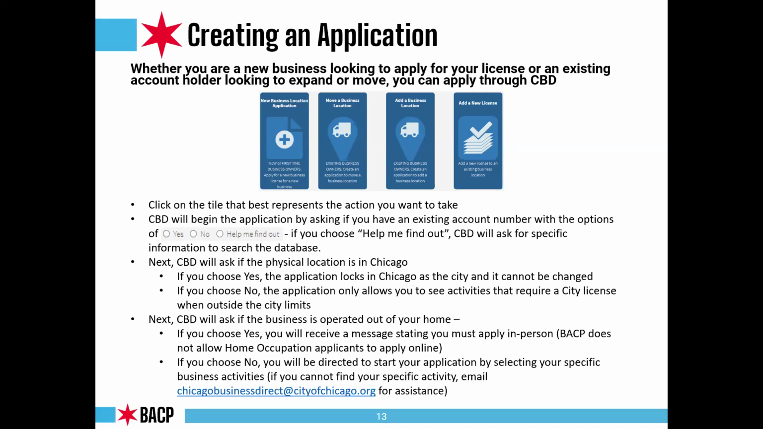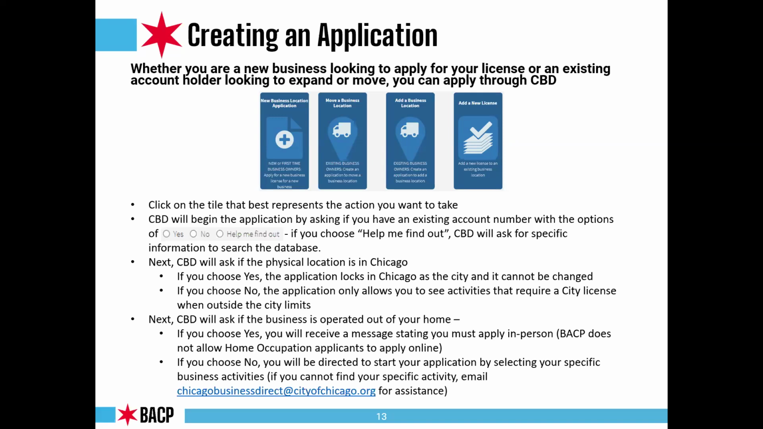If you choose yes that you are in the location of Chicago, it's going to lock in Chicago as the city and it cannot be changed. If you choose no, the application will allow you to see only the activities that require a city license when you're located outside the city limits.